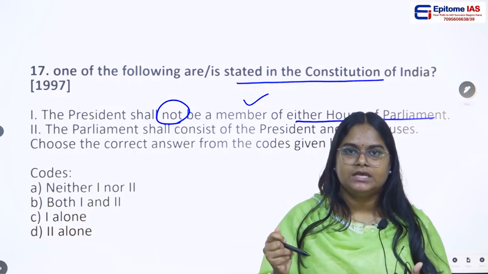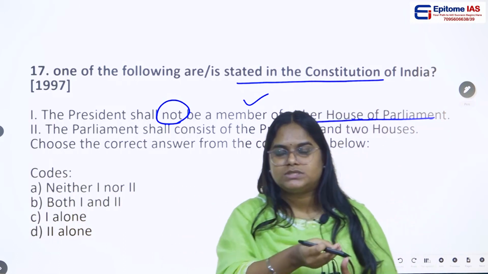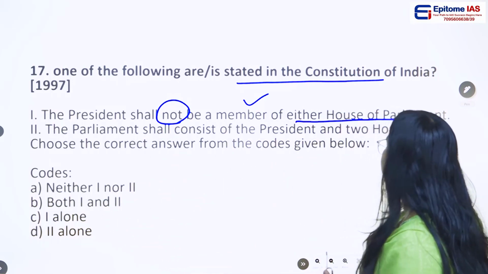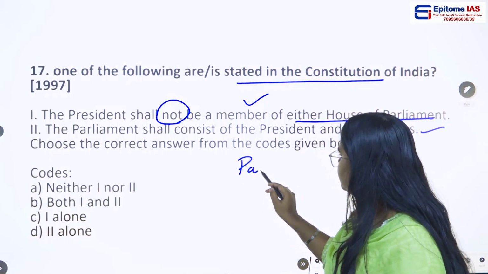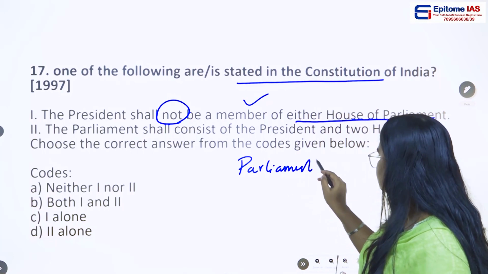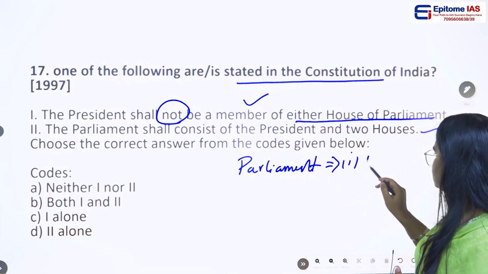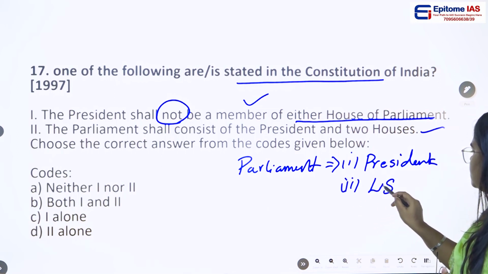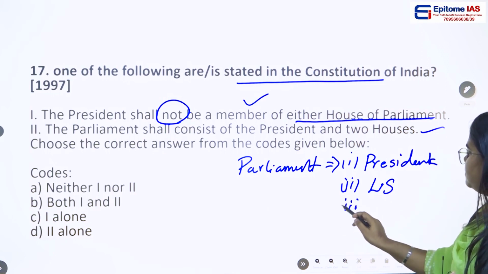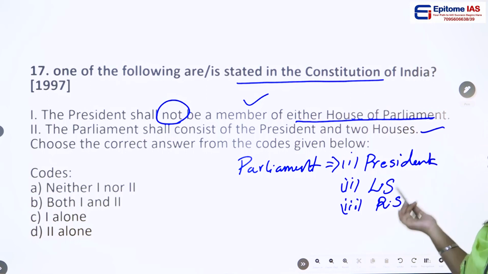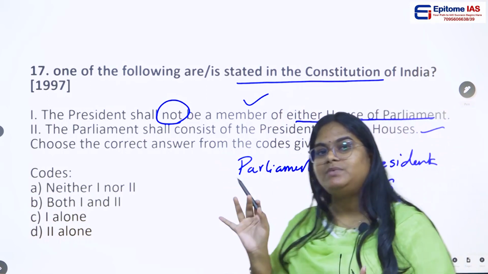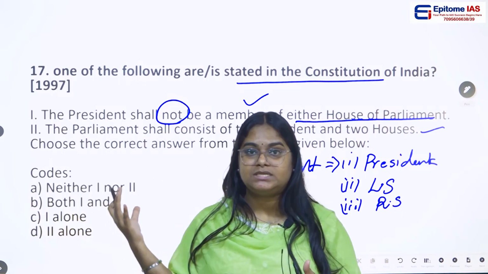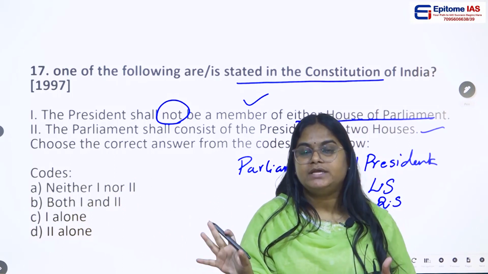The Constitution clearly says that the Parliament, that is the Lok Sabha and the Rajya Sabha, along with the President, is mentioned. That is, the Parliament consists of 1. The President, 2. The Lok Sabha, that is the lower house, and 3. The Rajya Sabha, that is the upper house. So the Constitution clearly mentions that the President is an integral part of the Parliament. Why? Because the President has many important jobs to do regarding the Parliament.